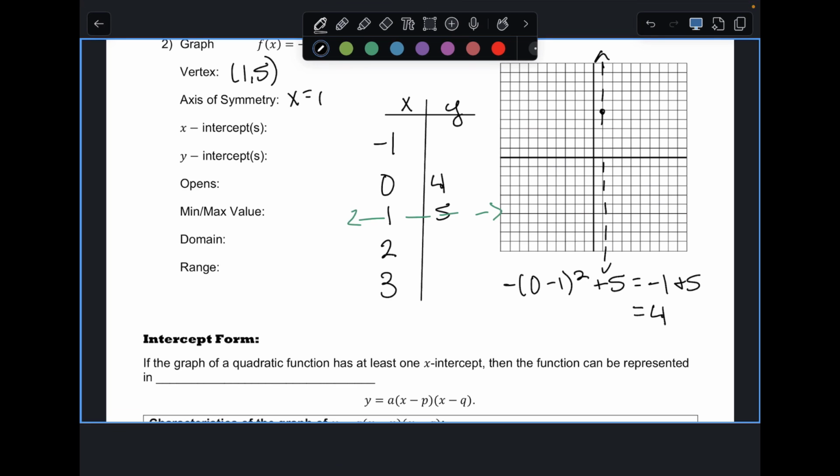What's another point that I know? 2, 4. Perfect. We reflect it. Again, you can reflect it from the table, or we could have graphed 0, 4 and reflected it from the graph. Either way, you get those 2 points. It's up to you which way you want to do it. I typically reflect it in the table and then check it visually with my graph.